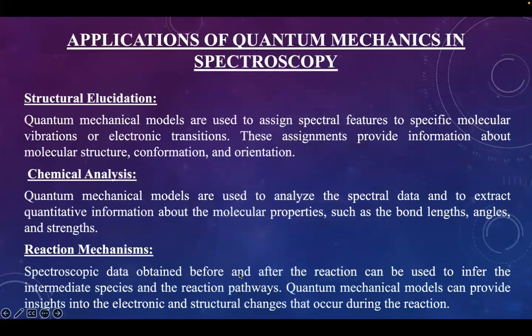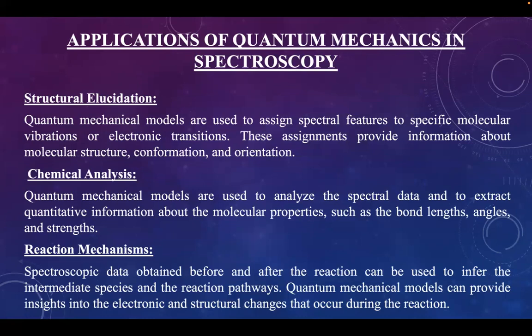Applications of quantum mechanics in spectroscopy. Structural elucidation. Quantum mechanical models are used to assign spectral features to specific molecular vibrations or electronic transitions. These assignments provide information about molecular structure, conformation, and orientation. Chemical analysis. Quantum mechanical models are used to analyze the spectral data and to extract quantitative information about the molecular properties such as the bond length, angle, and strength.